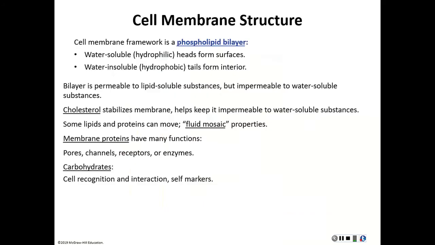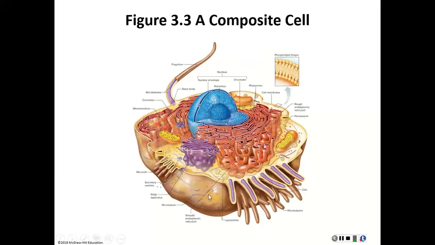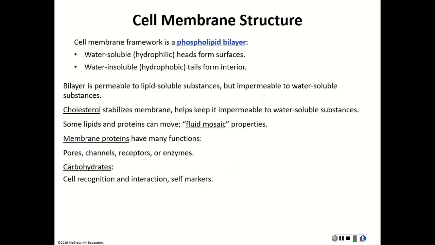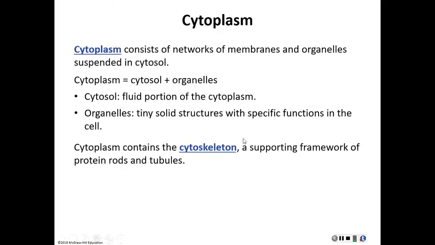So if you go back to this composite cell, you can see that cytoskeleton. All these little purple rods in here keep the cell intact and prevent the cell from collapsing. Those are made out of protein rods or protein tubules, and that is known as the cytoskeleton, or the skeleton of the cell.